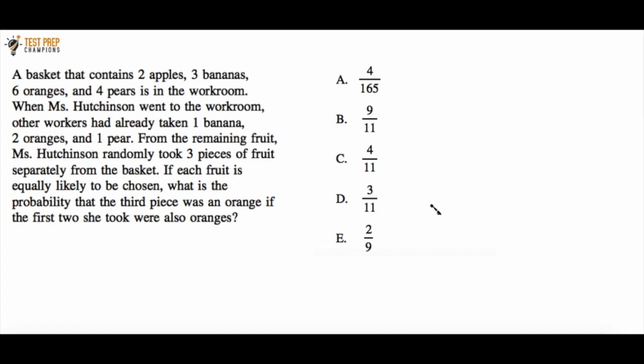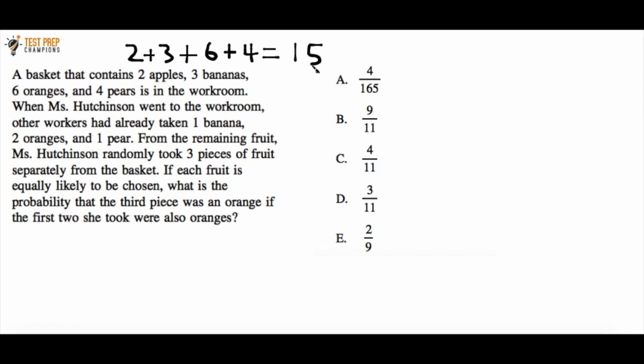Okay, so this question's somewhat complex here, and at first, let's count up how many pieces of fruit are in the initial basket. So we've got a basket that contains 2 apples, 3 bananas, 6 oranges, and 4 pears. If we add up all of the pieces of fruit, we will see that there are 15 total in the basket at the start.